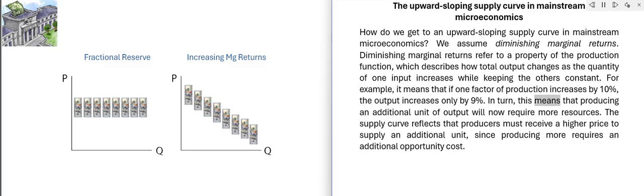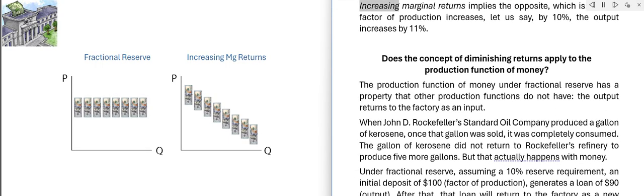In turn, this means that producing an additional unit of output will now require more resources. The supply curve reflects that producers must receive a higher price to supply an additional unit, since producing more requires an additional opportunity cost. Increasing marginal returns implies the opposite, which is, when a factor of production increases, let us say, by 10%, the output increases by 11%.